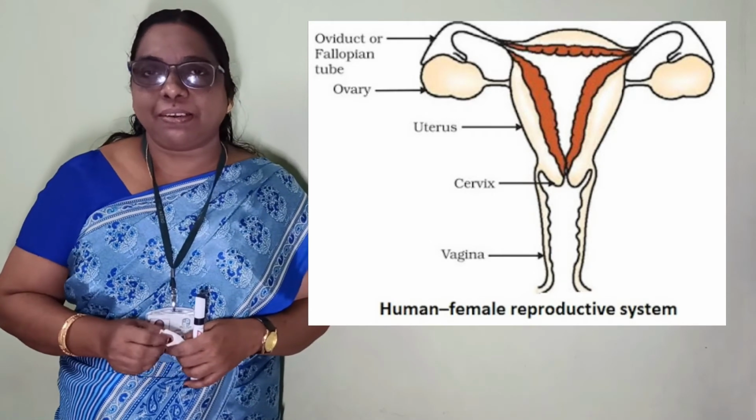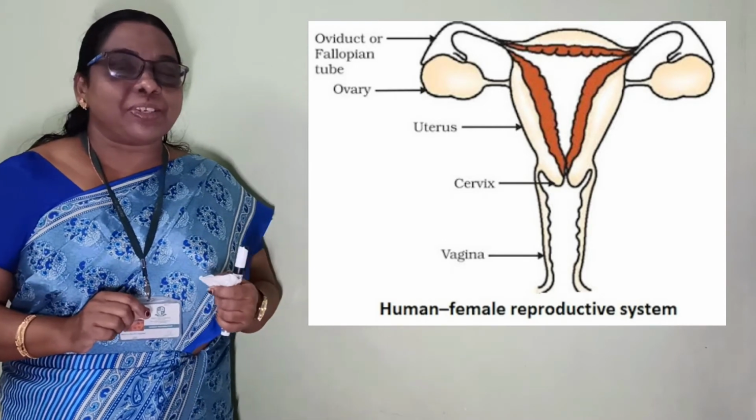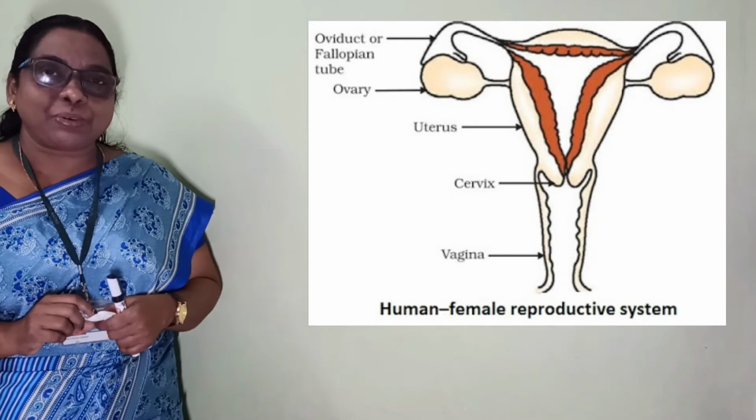Later, the zygote develops into a ball-like structure. That is called a blastocyst, and its cells are called blastomere cells.